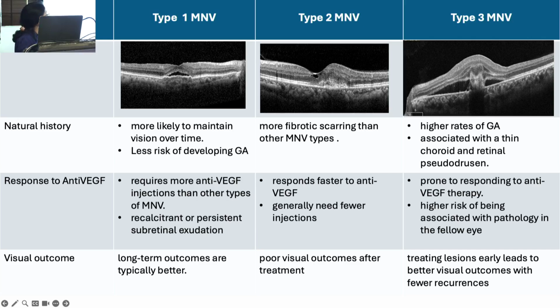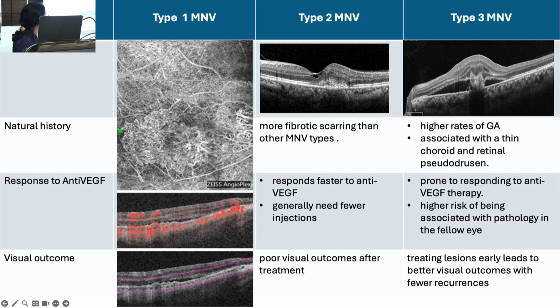The type 2, where the membrane is above the RPE, results in more of a fibrotic scarring as compared to the other MNV type, and that in turn results in a poor visual outcome. However, it responds faster to the anti-VEGF. The type 3 or the RAP is associated with higher rates of geographic atrophy and reticular pseudodrusen. Very important that they may have the similar pathology in the fellow eye.